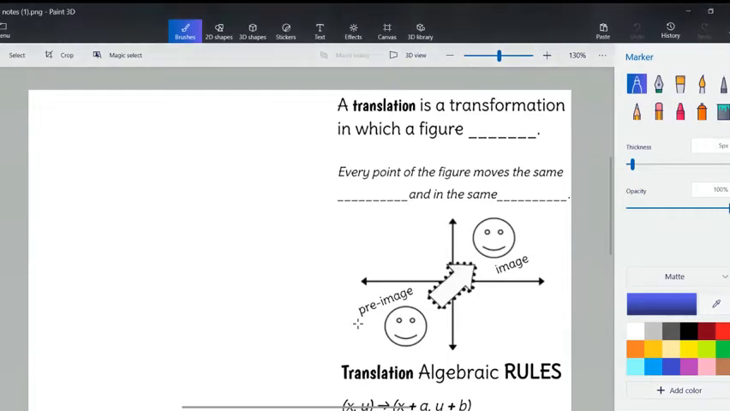Hey guys, welcome to chapter 2 of math for the year. What we're going to be doing in chapter 2 is transformations. And a transformation is anything that moves a polygon or just a two-dimensional figure along a plane.